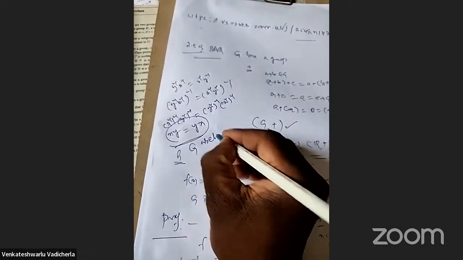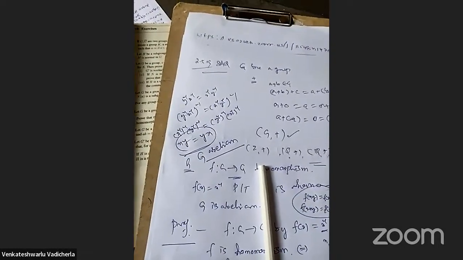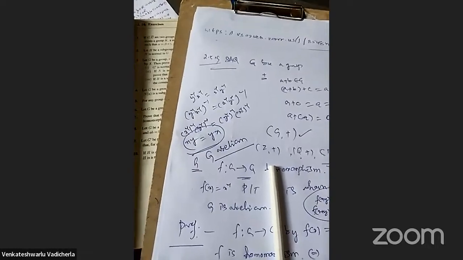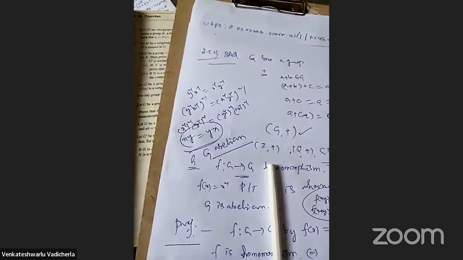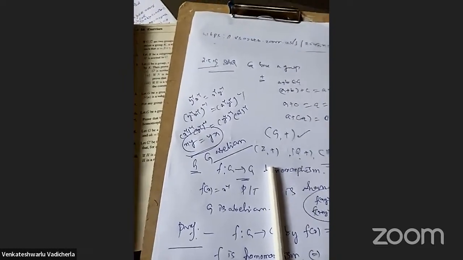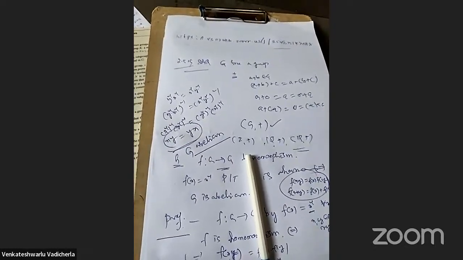So what is the abelian property? You will learn in lower classes. Addition abelian property: a plus b is equal to b plus a. Multiplication abelian property: ab is equal to ba. Now for elements x, y, xy is equal to yx. That is called the abelian property.